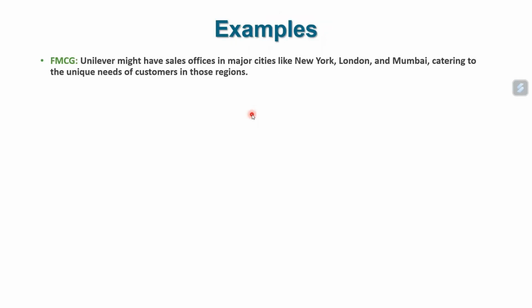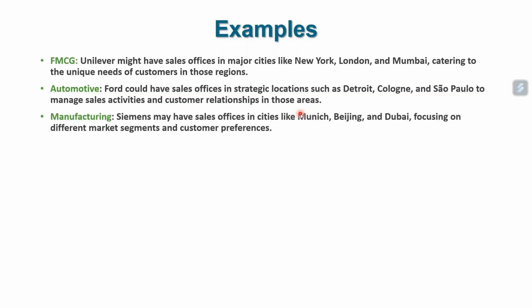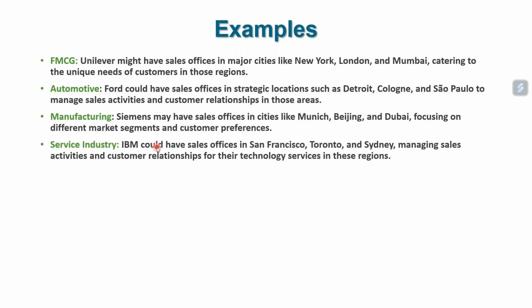Okay. So for example, in FMCG, Unilever might have offices in New York, London, Mumbai, catering to those regions. Ford could have offices in Detroit, Cologne, Sao Paulo to manage relationships and customers, right? Your Siemens might have offices in Munich, Beijing, Dubai for basically different market segments and customers. IBM could have in San Francisco, Toronto, Sydney, and many others, right?